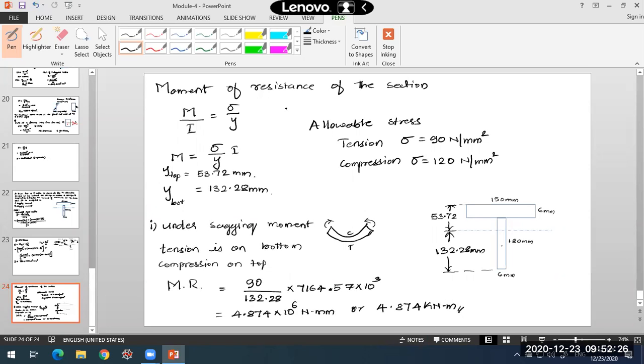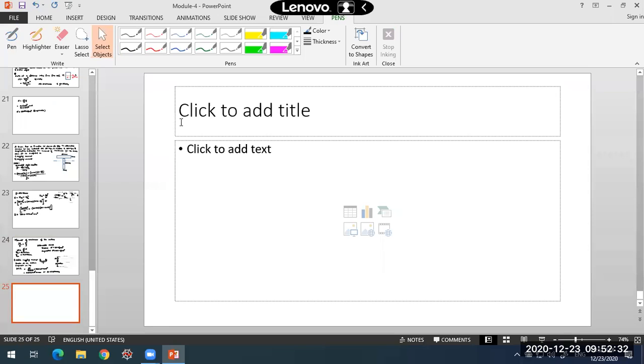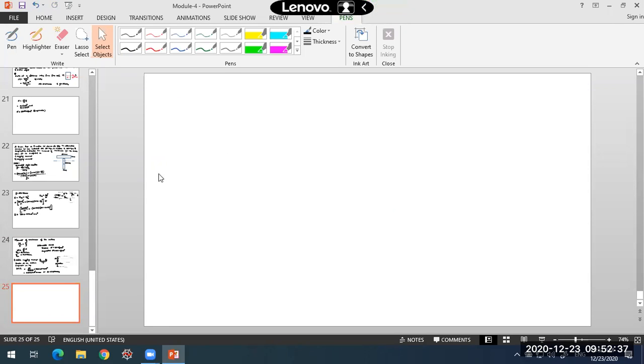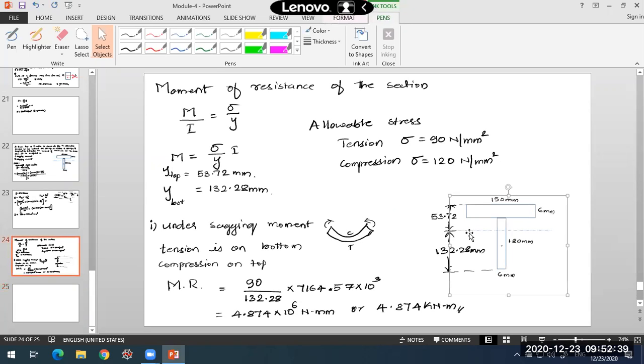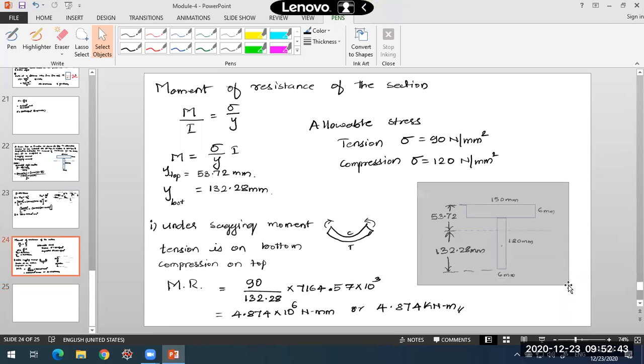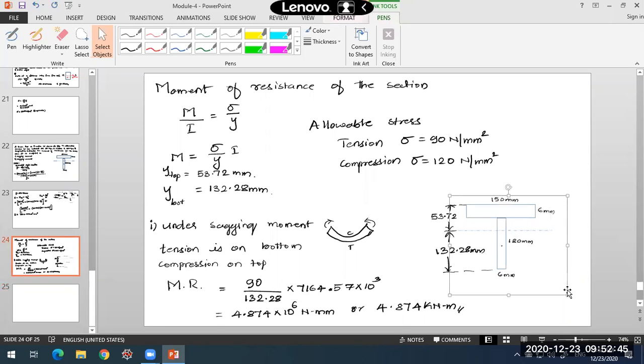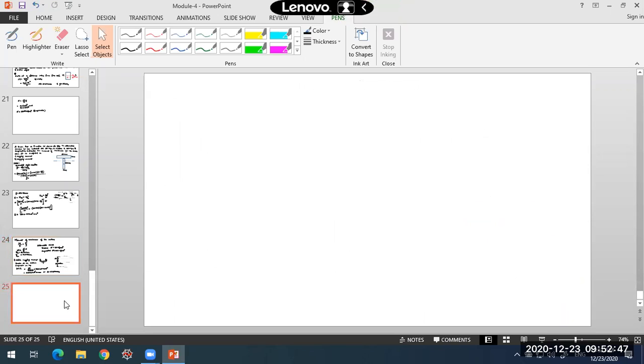By considering the permissible stresses in tension. The same thing we have to do is determine the moment of resistance by considering the permissible stresses in compression here. For the same beam, we'll take the permissible stresses in compression and find out the moment of resistance. The same formula is applicable.